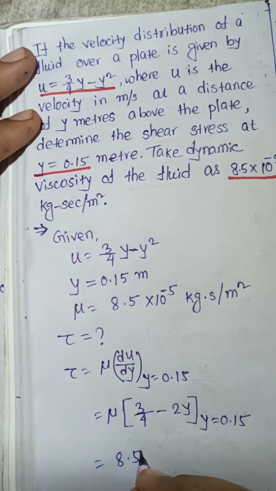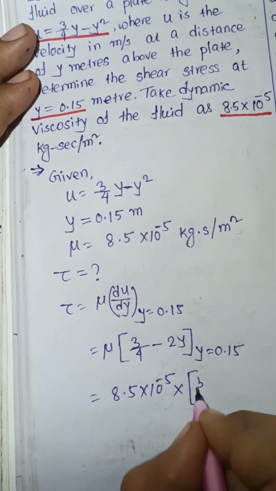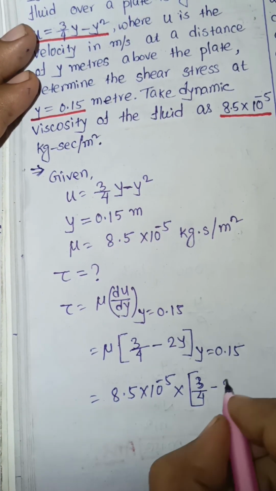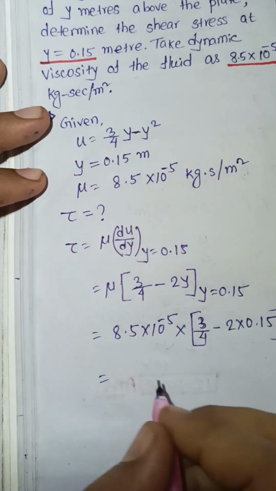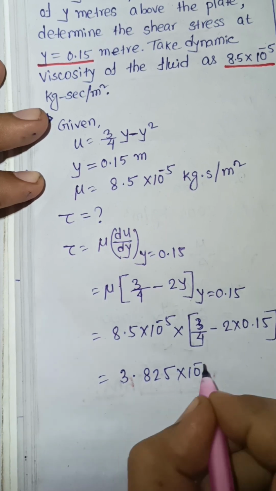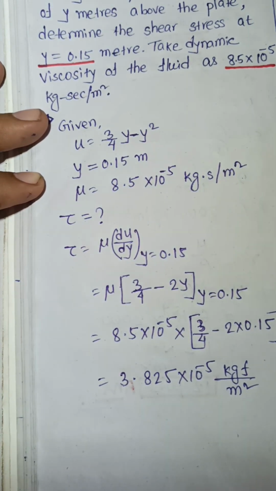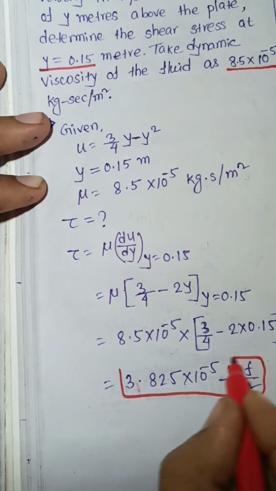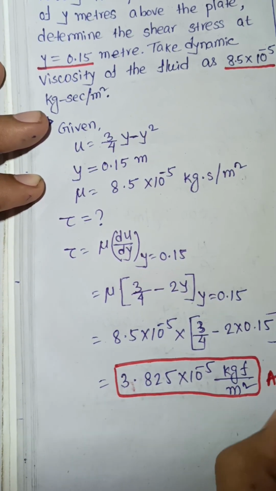So mu, that is 8.5 into 10 to the power minus 5, into 3 by 4 minus 2 into y, that is 0.15. So if you calculate, this value will be 3.825 into 10 to the power minus 5 kgf per meter square. So the answer of tau will be 3.825 into 10 to the power minus 5 kgf per meter square. So this will be our answer.